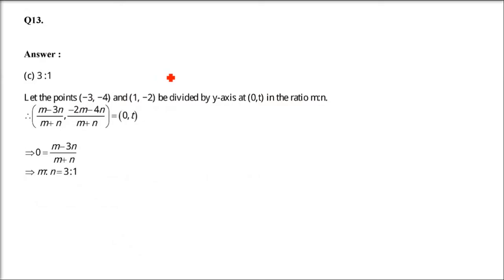Question number 13. The line segment joining the points minus 3, minus 4 and 1, minus 2 is divided by the y-axis in the ratio. First, just remember that these two are points, and whenever we talk about a point on the x-axis, y is 0, and on the y-axis, x is 0. It is clearly given in the question that it is divided by the y-axis in the ratio, let us assume m is to n.